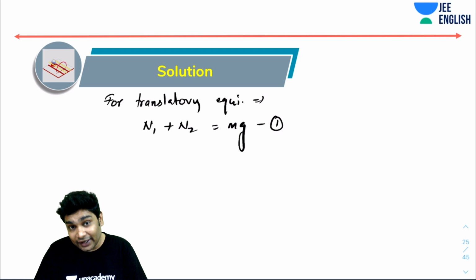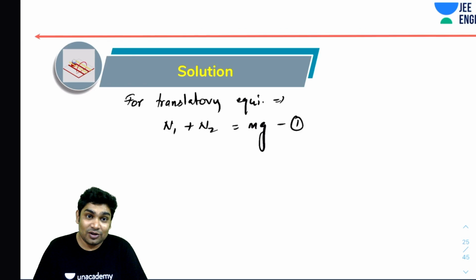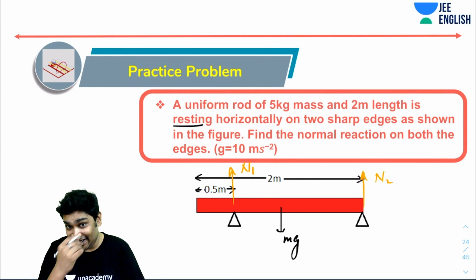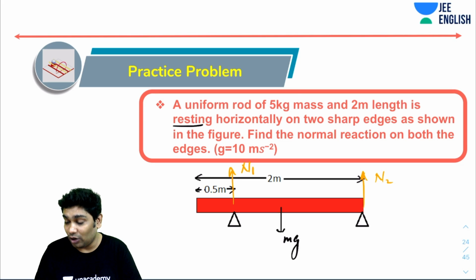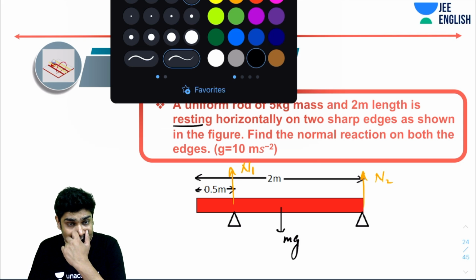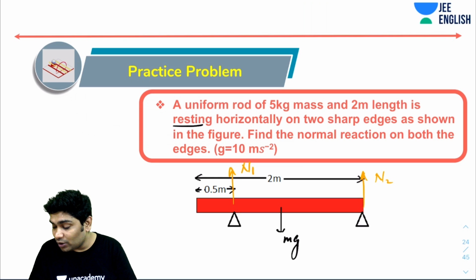Now for rotatory equilibrium, I know that the summation of torques about any point is zero. So which point to choose? You realize you could have chosen any point to find the torque equation. You have two unknowns and you already have one equation. You only needed another equation to find your unknowns. So let's give these points some names. Let's call this A, this B, this C, and this D.